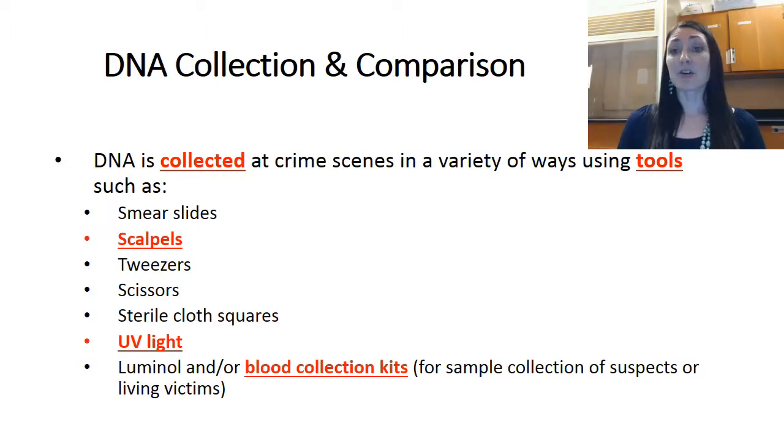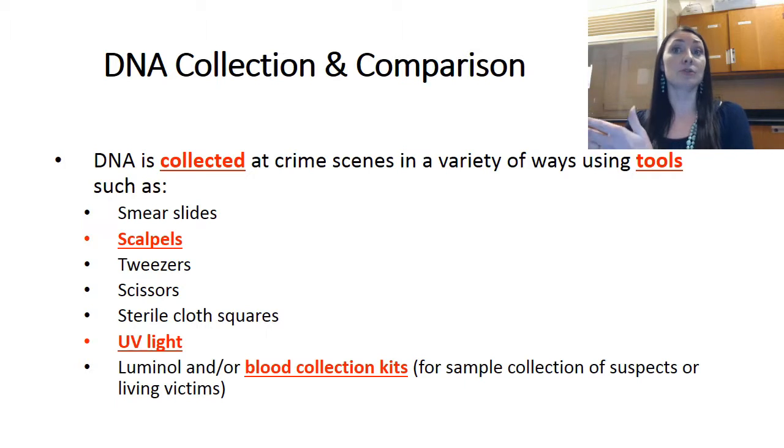So we can collect DNA at a crime scene using a bunch of different tools, such as smear slides, a scalpel to scrape blood off of a wall, tweezers to pick up hair samples that have DNA in them, scissors to cut cloth or any fabric that might have DNA samples on them, sterile cloth squares you would use in the same way that you would use a cotton swab with distilled water, or filter paper with distilled water to rub on a particular stain to pick up DNA evidence from that. UV lights will react with semen and urine to show where potential sources of DNA would be, so you would know where to do swabs or to take samples from back to the lab.